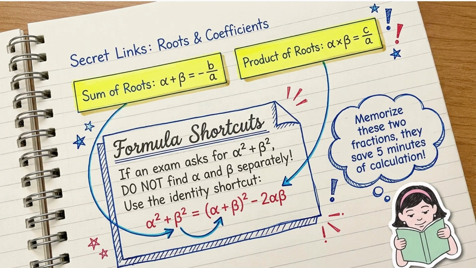Nine. Secret links, roots and coefficients. Sum of roots, alpha plus beta is equal to minus b by a. Product of roots, alpha times beta is equal to c by a. Formula shortcuts. If an exam asks for alpha squared plus beta squared, do not find alpha and beta separately. Use the identity shortcut. Alpha squared plus beta squared is equal to alpha plus beta, squared, minus 2 alpha beta. Memorize these two fractions. They save 5 minutes of calculation.